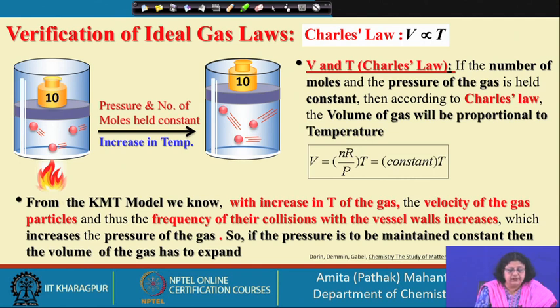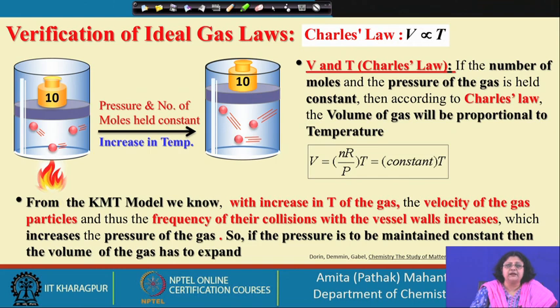Now, what we are doing here, we are taking the number of moles and the pressure as constant. So, if I have equal weights on the top surface, that means the pressure pressing the gas is maintained constant. Then I start heating the gas container. What happens? The gas will increase in kinetic energy, and the molecules will be moving much faster. So they will start hitting the walls of the container much faster, and the frequency of collisions will be much higher.